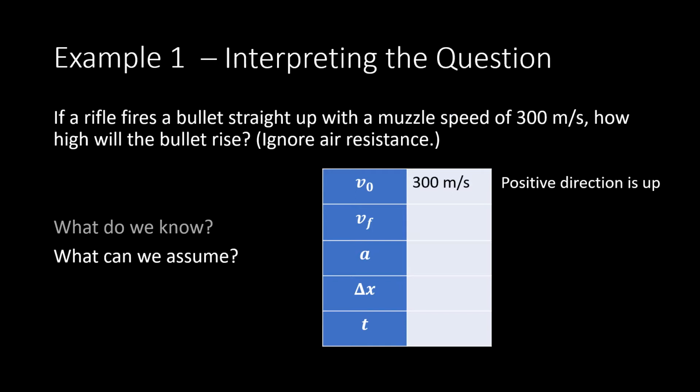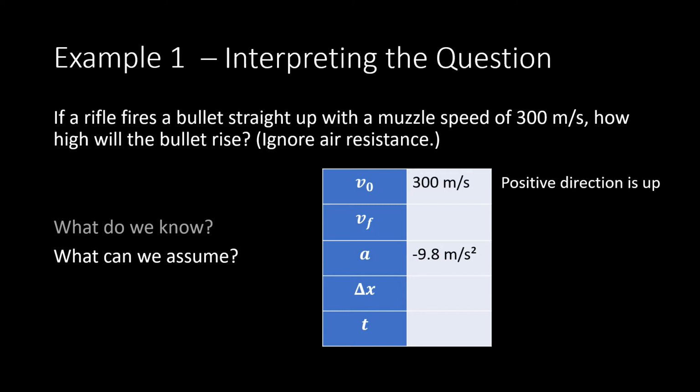For example, we can assume the rifle was fired on the Earth's surface, where we know the acceleration due to gravity is 9.8 meters per second squared toward the Earth's center. So let's update the table with our assumptions. We've already said that acceleration would be 9.8 meters per second squared downward, so let's write that down. Notice the negative sign on the acceleration? We need it there because the Earth's center is opposite the bullet's initial velocity, which we chose to be positive.